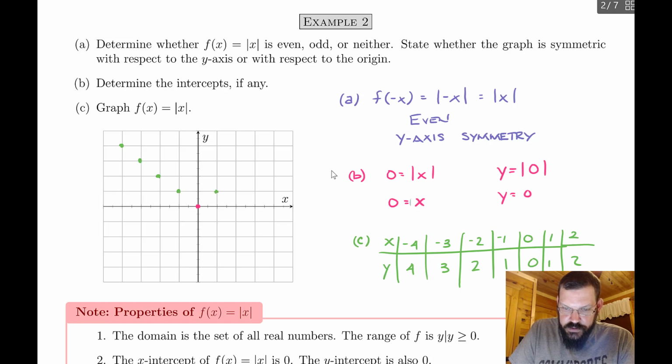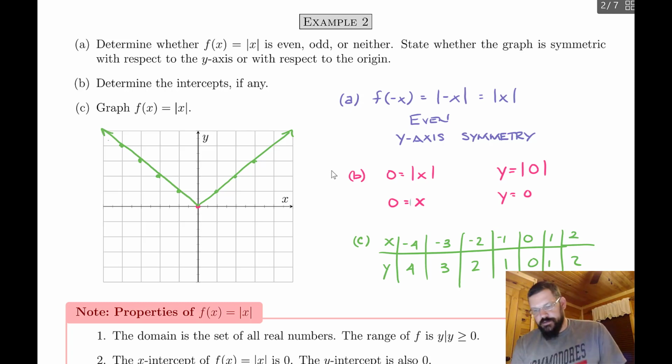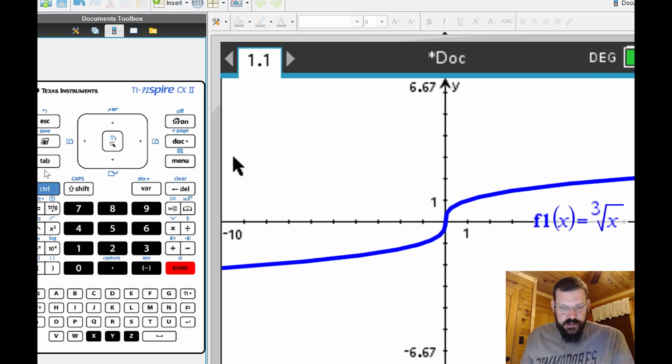I think you kind of get an idea what this graph is going to look like. The absolute value function is a V, because all of our values should come back positive, so everything should be pretty straightforward as far as that graph goes. We can again verify this graphically on our calculator.